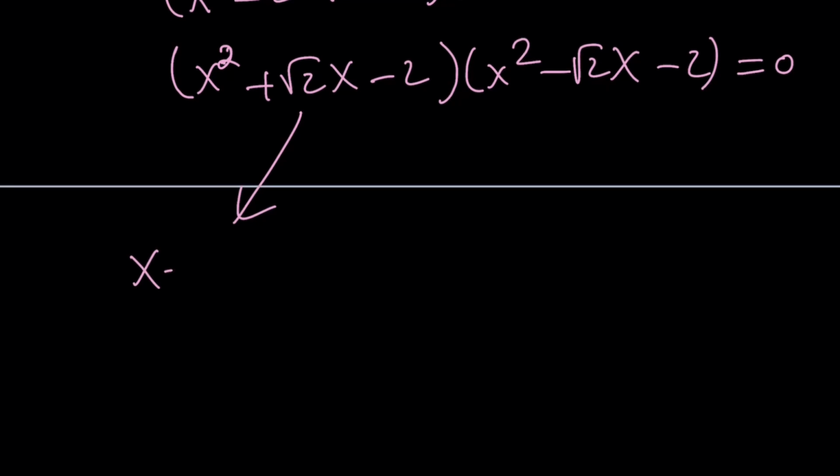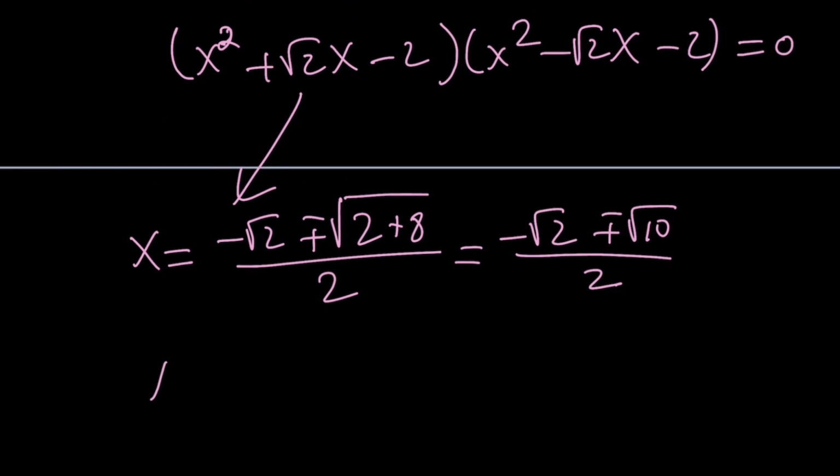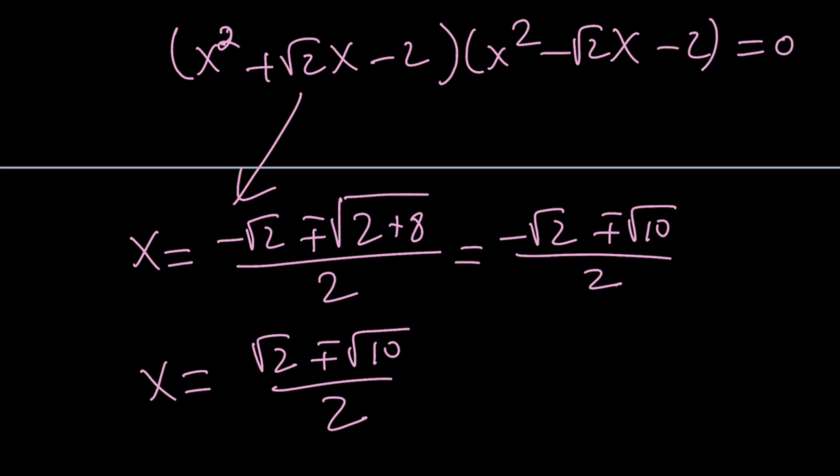So x can be written as negative b plus or minus the square root of b squared, which is 2, minus 4ac, that's going to turn into an 8. So let's do one of them, and then everything else will be the same pretty much. Negative 2 plus or minus root 10 over 2. Okay, and the other equation similarly is going to have positive root 2 because negative b is going to be positive root 2 plus or minus root 10 over 2. So we got four solutions.